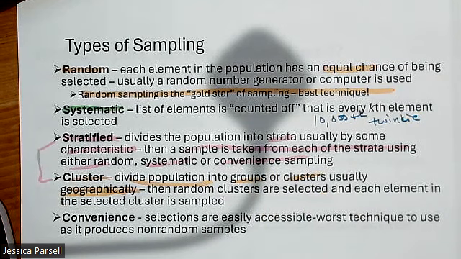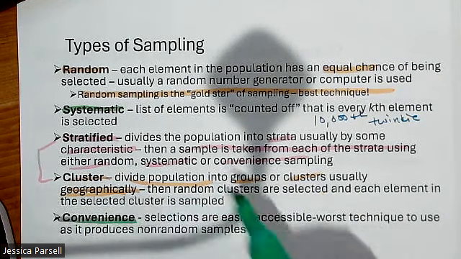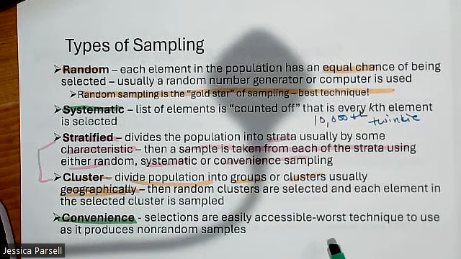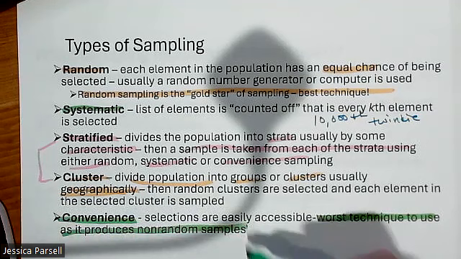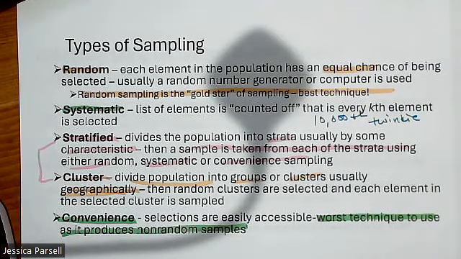The last one is convenient sampling. This is where selections are easily accessible. I just put on here, it's the worst technique to use as it produces non-random samples. All right, so keep these close by and we're gonna go to the next slide and take a look at some examples.